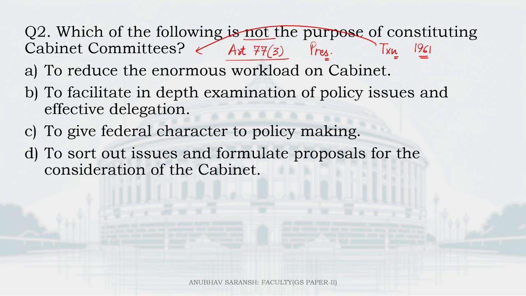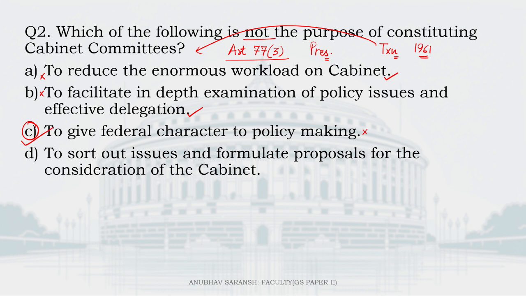A, to reduce the enormous workload on cabinet. Now, this is actually a purpose of the cabinet committees. So, this is a correct statement, hence cannot be the answer. B, to facilitate in-depth examination of policy issues and effective delegation. This is also one of the purposes of the CCs, hence cannot be the answer. C, to give federal character to policy making. Now, this is not a purpose of cabinet committees. This makes it an incorrect statement. Hence, C is the right answer.